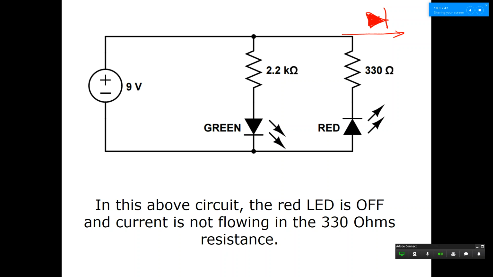So in this case, you have two LEDs, right? And it's represented by these two lines. These two lines are your light-emitting diodes. And I'm going to ask you a question. Which one of these diodes is going to light up? Red or green? Green.